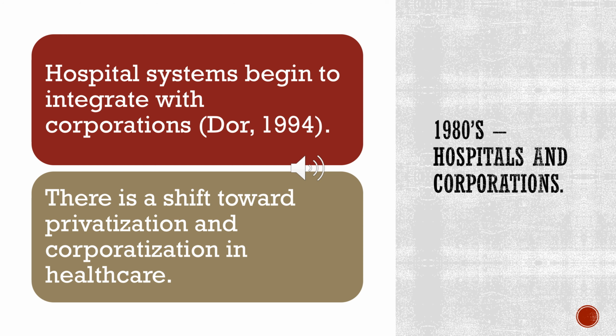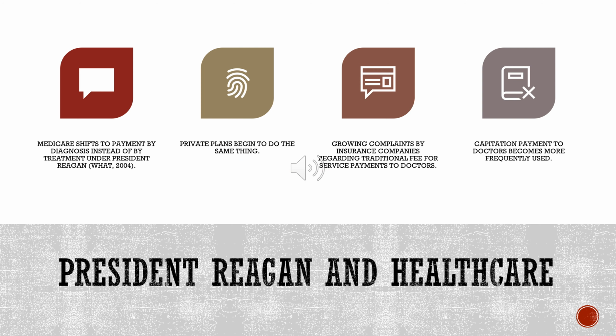So we come into the 1980s decade. This is hospitals and corporation time. Hospital systems begin to integrate with corporations, and there is a shift toward privatization and corporatization in healthcare. This is also when President Reagan comes into office and his reign over the healthcare industry. Medicare shifts to payment by diagnosis instead of by treatment under President Reagan. Private plans begin to do the same thing and follow suit.